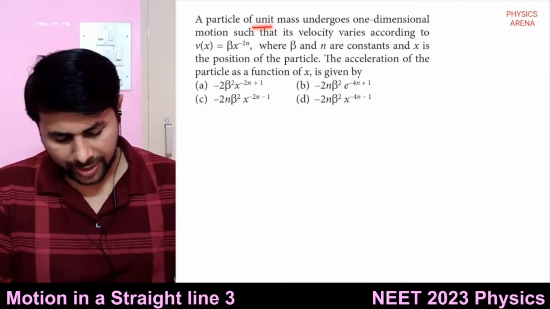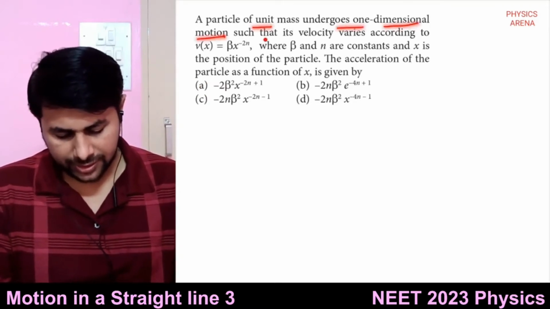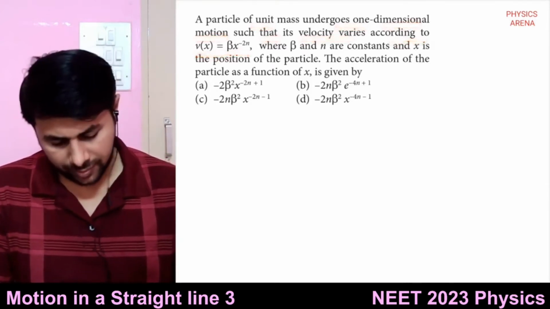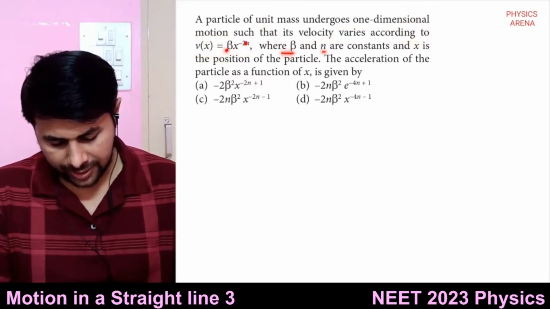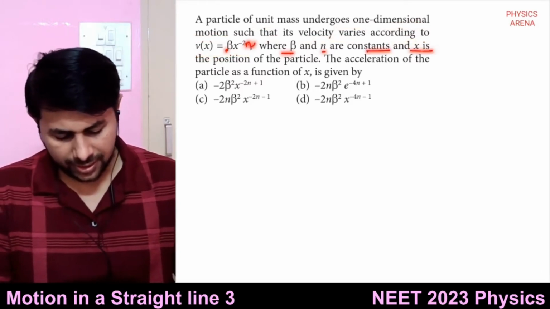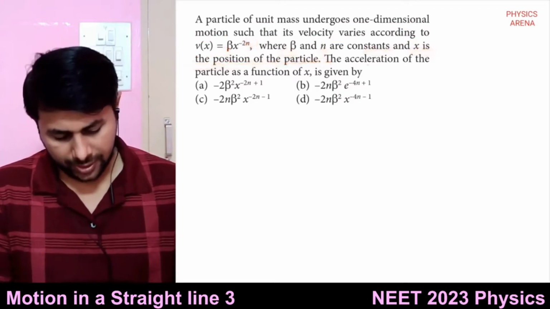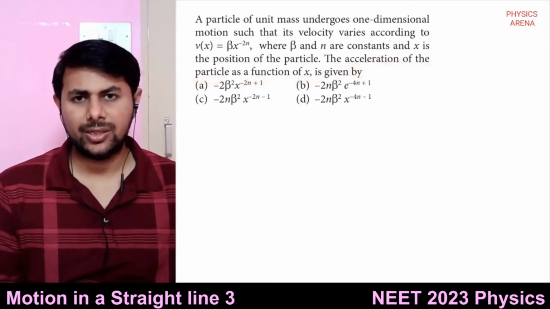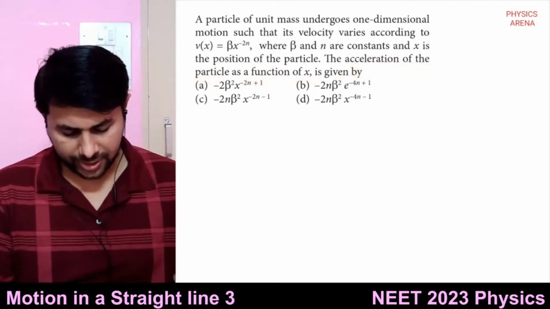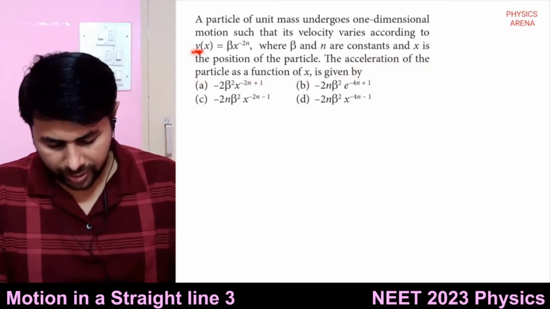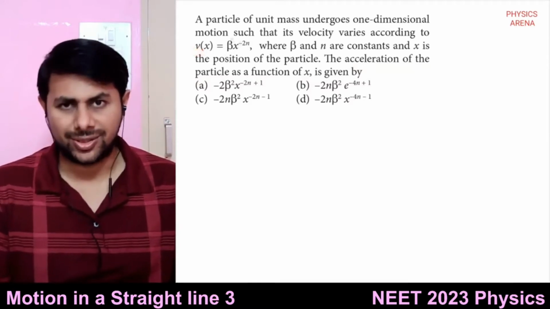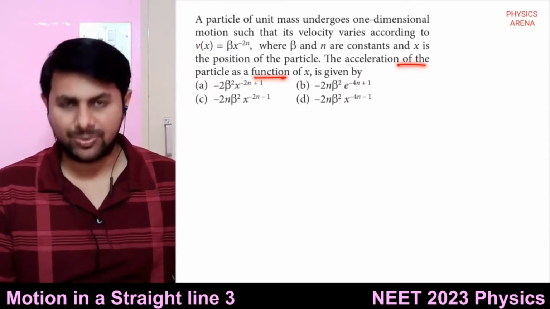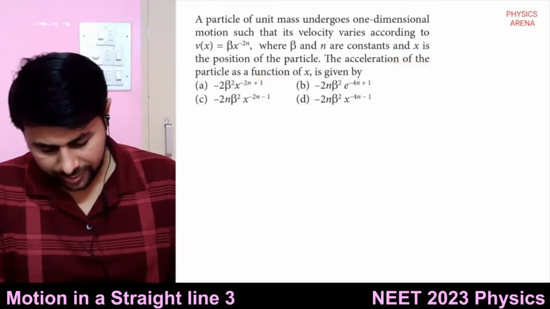A particle of unit mass undergoes one-dimensional motion such that its velocity varies according to this equation, where beta and n are constants and x is the position of the particle. The acceleration of the particle as a function of x is given by, what would be the acceleration as a function of x? This is the question. So we are given velocity in terms of position, not in terms of time. And we are asked the acceleration as a function of x. So let's try to solve this.